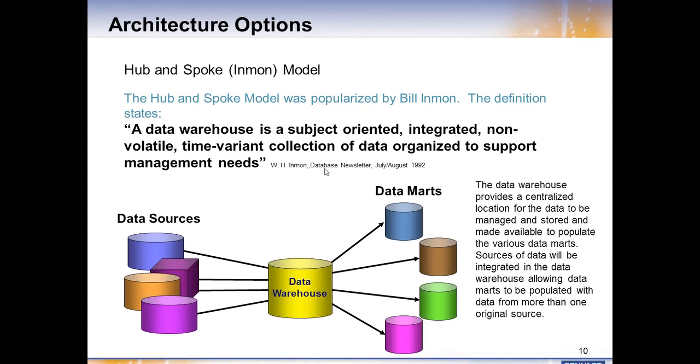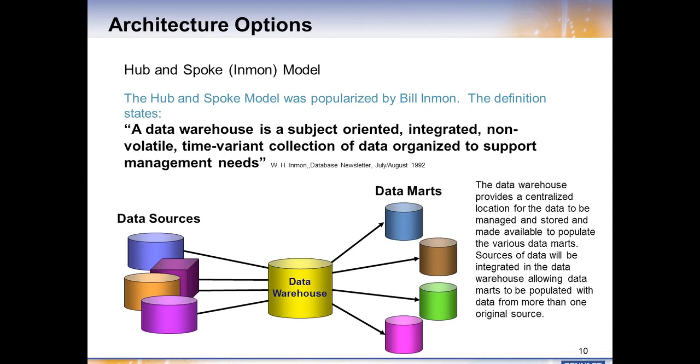Now, there's a couple different ways we can organize. What I showed on the previous screen is most closely related to this architecture here, which originally came from Bill Inmon, which is called the hub and spoke model. The hub being the data warehouse, where all the data sources feed into the data warehouse, and then you build your various data marts directly off the data warehouse. And then I mentioned early on, there's a very specific definition that Bill Inmon came up with for a data warehouse, and this is the one we still hear a lot, and notice this is back from 1992, that a data warehouse is a subject-oriented, integrated, non-volatile, time-variant collection of data organized to support management needs.